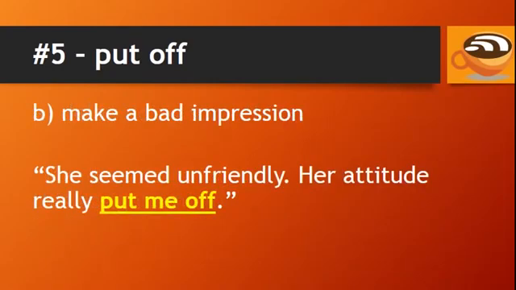Put off can also mean to make a bad impression. For example, "She seemed unfriendly. Her attitude really put me off."